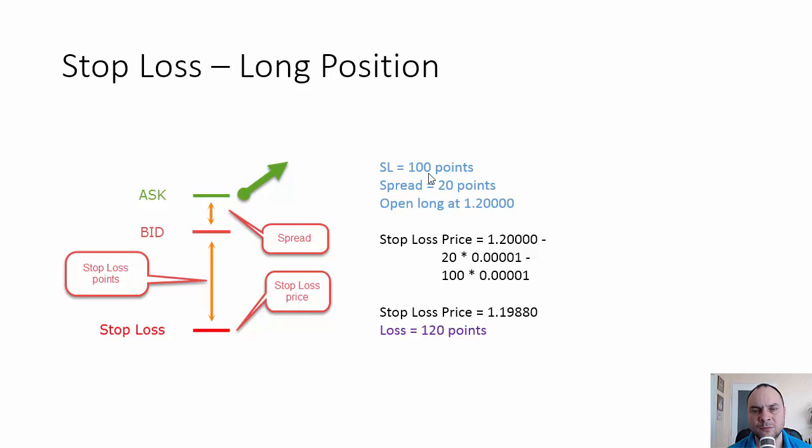Let's have a stop loss of 100 points, spread 20 points, and the long entry to be at 1.20000. Actually, the long entry is at ask price. So the stop loss price will be ask minus 20 points minus 100 points. And the actual price will be 1.19880. So the actual loss on activating stop loss will be 120 points.